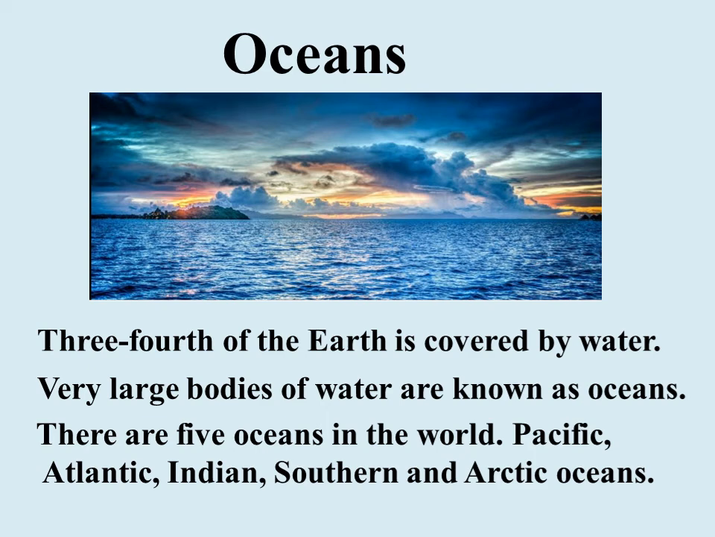So once again, go through oceans. Three-fourths of the earth is covered by water. Very large bodies of water are known as oceans. There are five oceans in the world: Pacific, Atlantic, Indian, Southern, and Arctic. The Pacific Ocean is the deepest and biggest ocean, and the Arctic Ocean is the smallest. A very big water body smaller than an ocean is known as a sea.